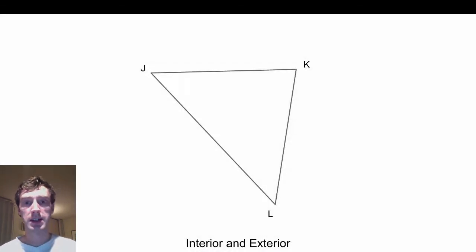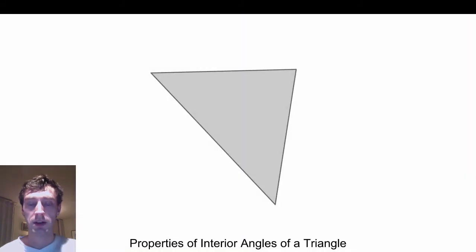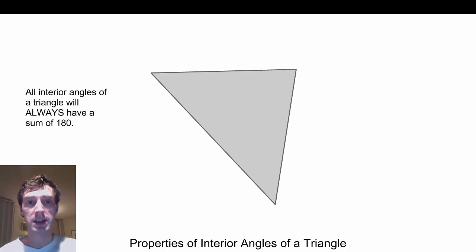I can also talk about interior and exterior about a geometric figure, in this case a triangle. The interior is the inside, the blue region here, and the exterior is everything outside, that's the yellow region. When I'm talking about a triangle, there's an important property to know, and that property is that the interior angles of a triangle always sum to 180. So if I add this angle and the third angle, I will get 180.